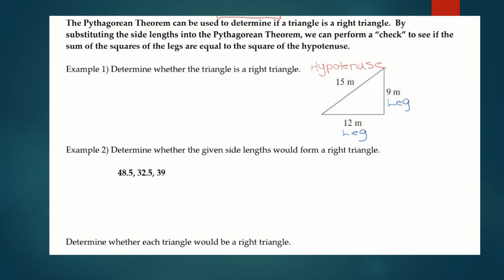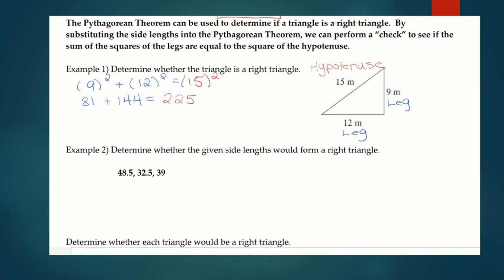So I'm going to take 9 squared plus 12 squared, and I'm going to set that equal to 15 squared. 9 squared, 9 times 9 is 81, plus 12 squared, 12 times 12 is 144, equals 15 squared, which we don't need a parentheses anymore, which is 225.